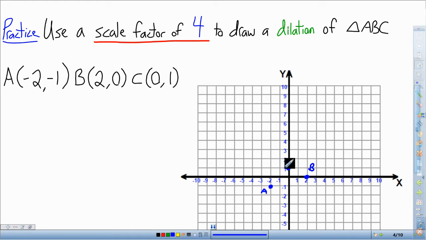Okay, so double check your original shape. Make sure it looks like mine. Make sure you didn't mix up those X and Y values when plotting those points. Okay, so there is my original.